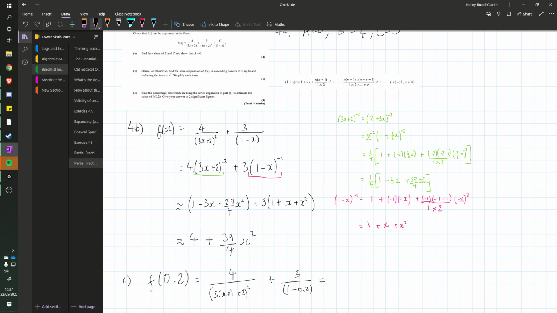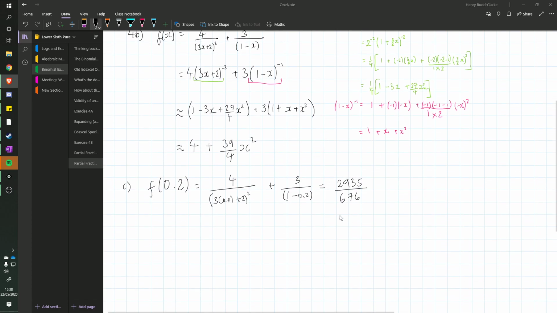There we go. It's me pretending to use a calculator because I've already got the answer in here, because I knew I wouldn't be bothered to do this on time. So it is 2,935 over 676. Or you could have it as a decimal, which is like 4.3-ish, but they want to see clear evidence that you put it into the original function. So I'm going to make a note here as well. This is from the original.